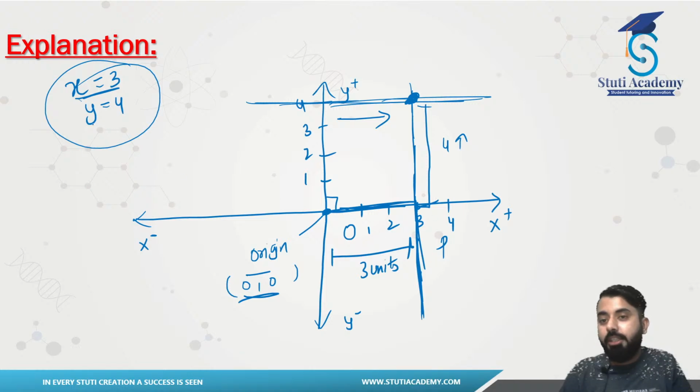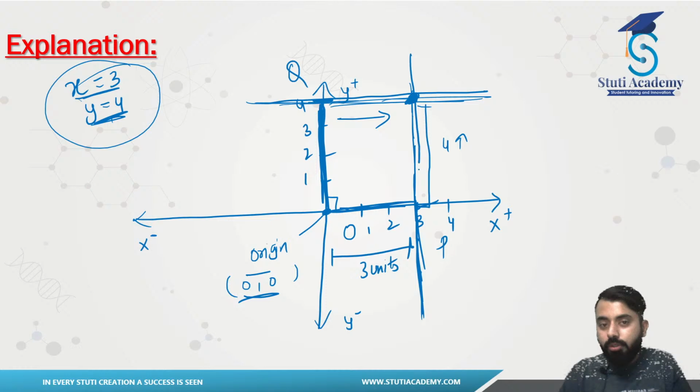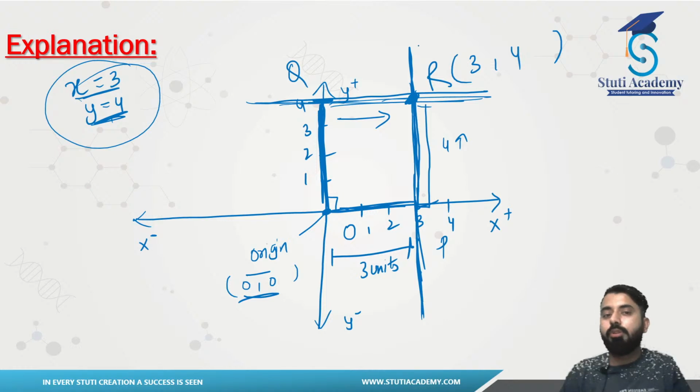Now I need to have a point y equals 4. This is y units from the origin, y units upwards. So if I mark this point here, let's say this is point Q. If I draw a line passing through this point, both of the lines intersect at, let's say, this point R. It will have the coordinates 3, 4, where this is your x and this is your y. So x equals 3 is the distance of 3 units from the origin.